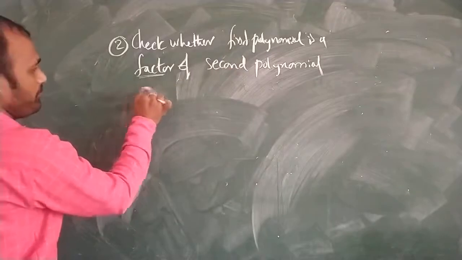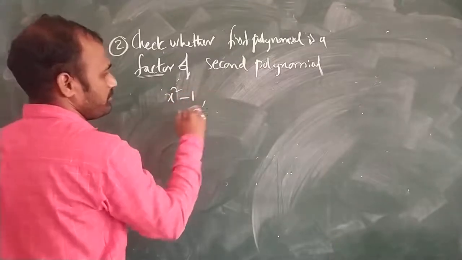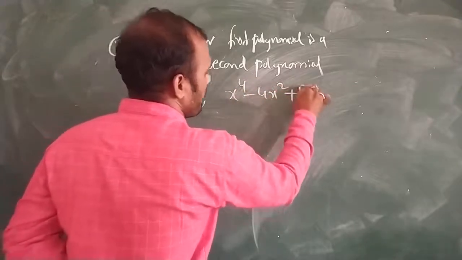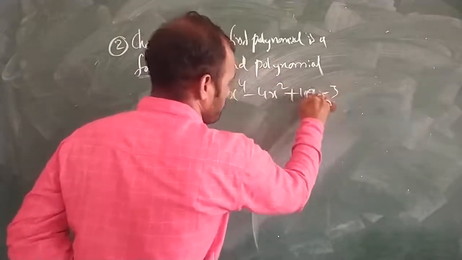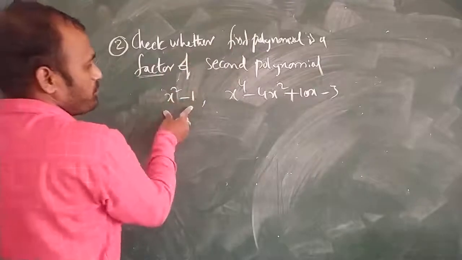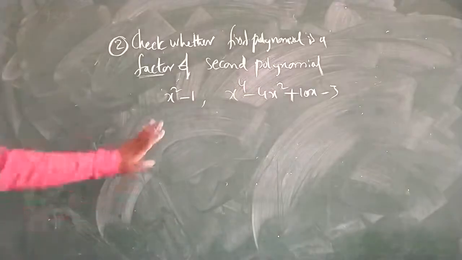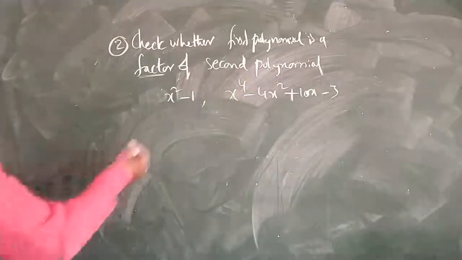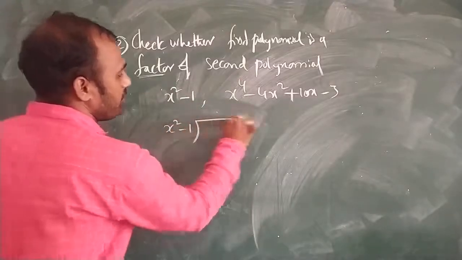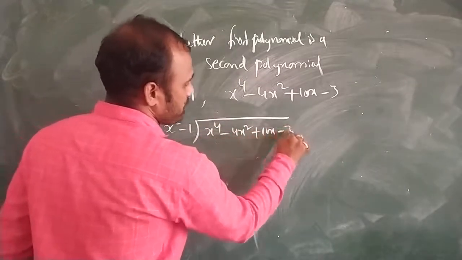So let me take a question. x square minus 1 is the first polynomial. The second polynomial is x power 4 minus 4x square plus 10x minus 3. I am going to check whether the first polynomial is a factor of the second polynomial or not. For this we have two options: either we can directly substitute the value, or we can go with the division method. Let us do the division method first. So x square minus 1 divides x to the power of 4 minus 4x square plus 10x minus 3.